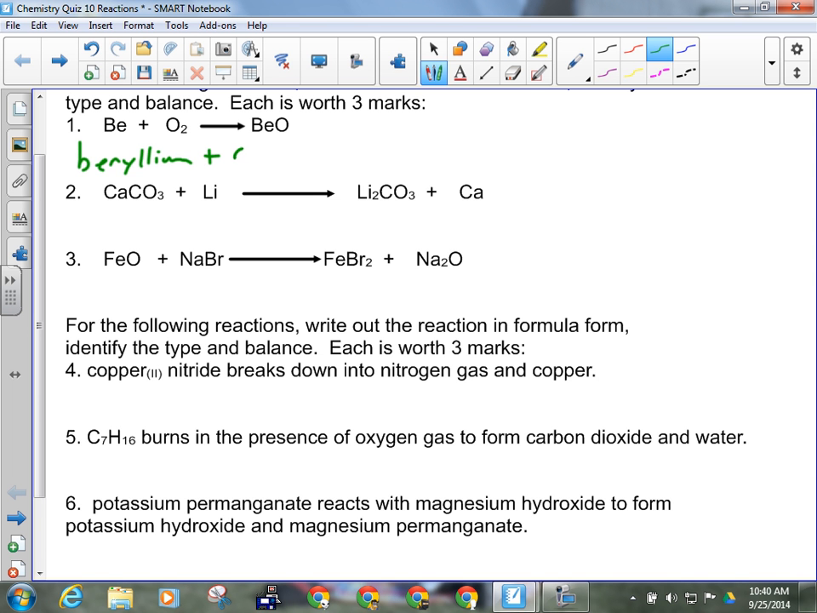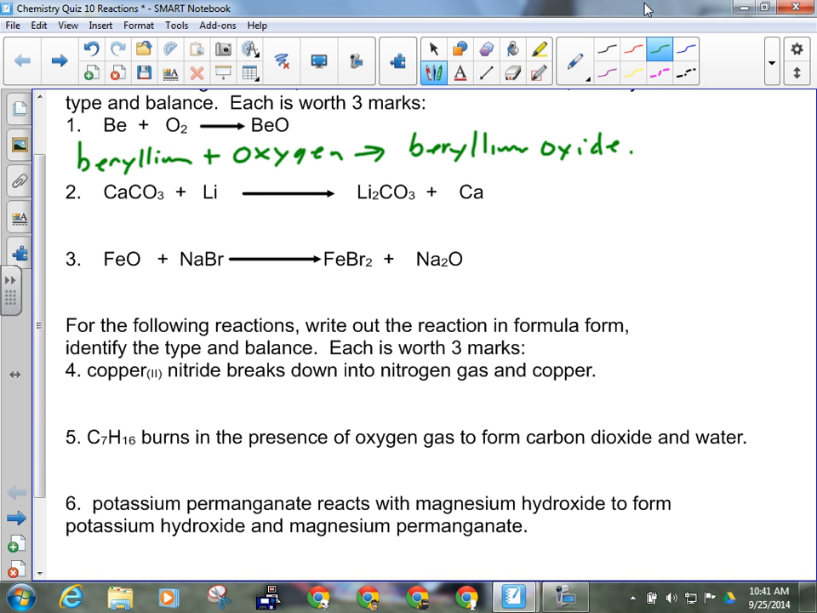Okay, all right, so for number 1, we've got beryllium reacts with oxygen to form beryllium oxide. So if theirs looks like that, they can get a mark for writing it in words correctly. There are no half marks. If they got any part of it wrong, they don't get the mark for writing it out in words correctly. Oh yeah, if they wrote reacts with, yeah. But in the future, guys, you can just write plus and an arrow.